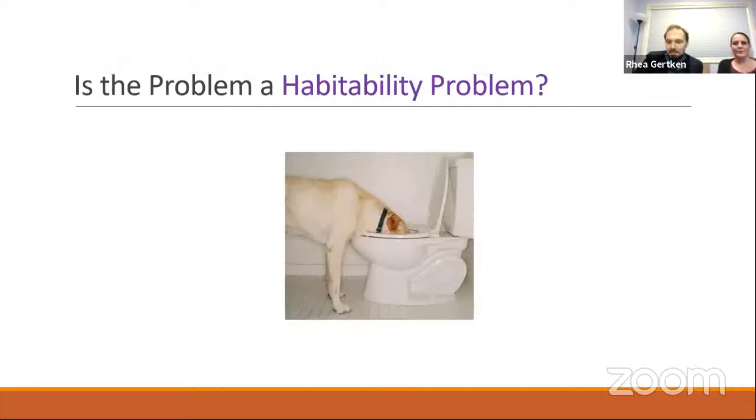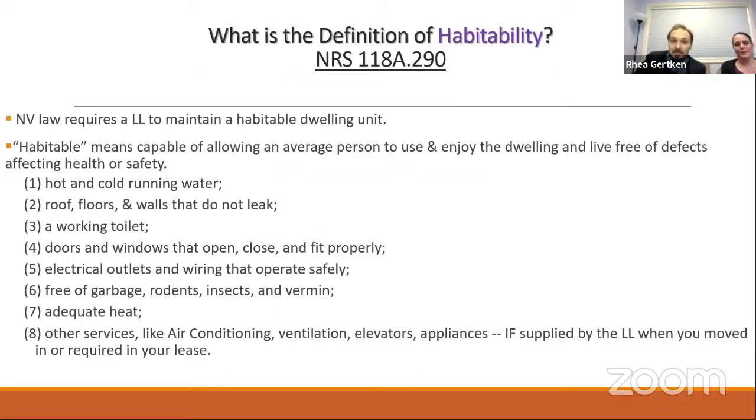So there are three main ways of addressing a habitability problem: habitability under NRS 118A, essential services under NRS 118A, and lease violations. Any one of those could be a means of addressing the issue you're having in your house. Habitability seems like a term with a common sense definition, but this is the law, so everything is defined in the statute. The first thing to do is determine if your problem is a habitability problem, an essential services problem, or a lease violation problem. We're going to start with habitability.